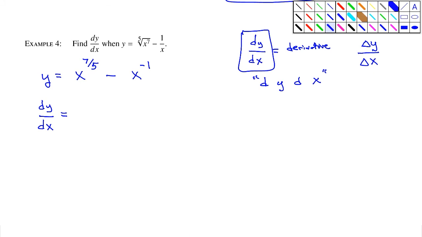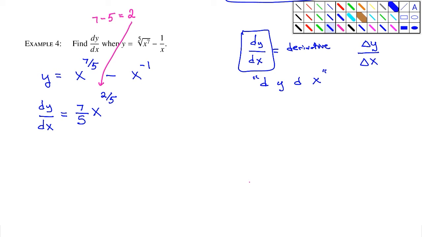All right, let's take this derivative. So we're going to bring the 7/5 down times x. Subtract 1 from the power. So 7/5 minus 1 is 2/5. Now there's a neat little trick that you can do to subtract 1 from a fraction like this. You just take the numerator minus the denominator, and that number becomes the new numerator. The denominator stays the same.